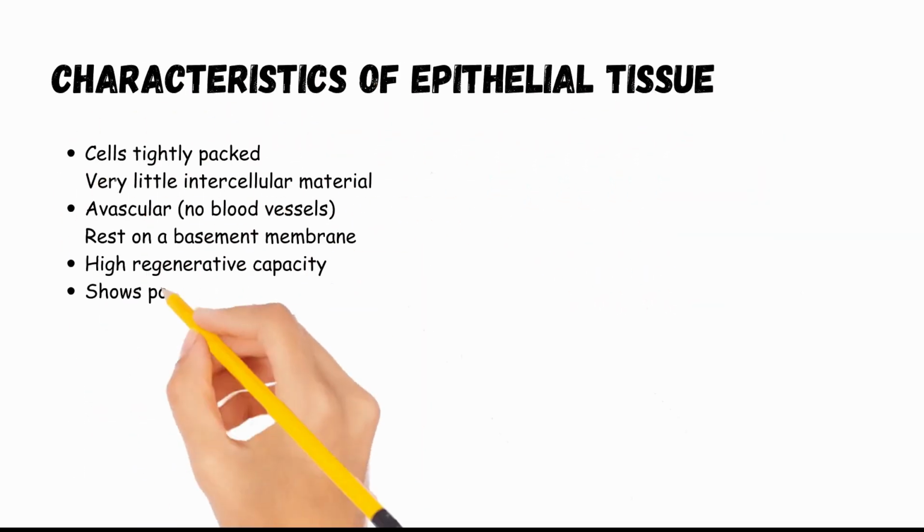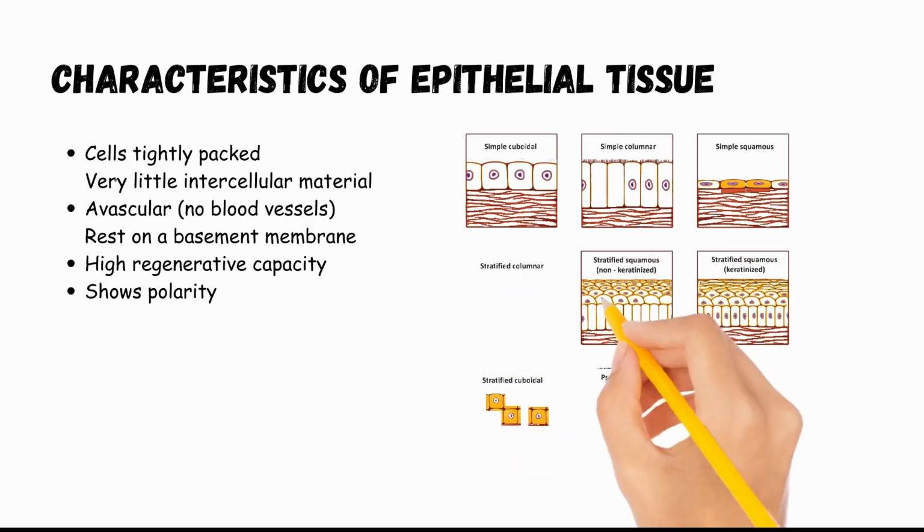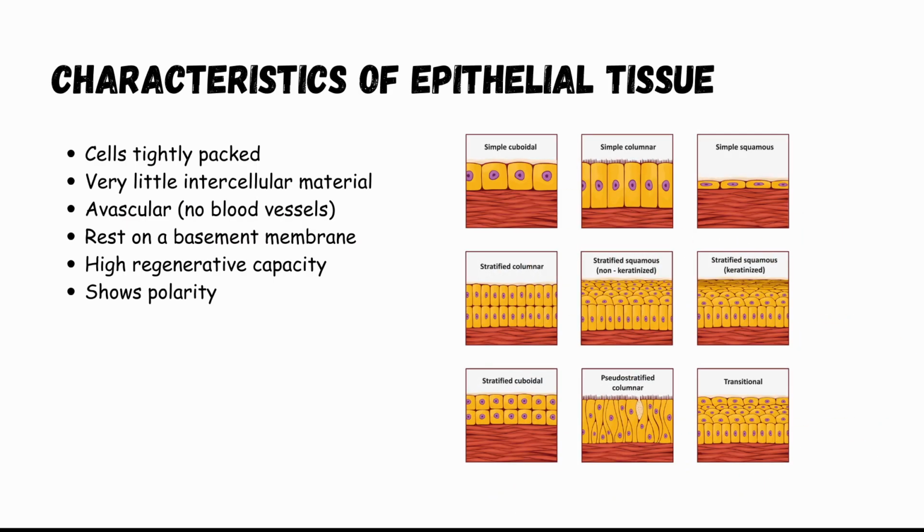Epithelial tissue has several distinct characteristics that differentiate it from other tissues. The cells are closely packed with very little intercellular space. It is avascular, meaning it does not contain blood vessels. However, it receives nutrients by diffusion from underlying connective tissue. Epithelial cells rest on a basement membrane, which provides support and attachment. They have a high regenerative capacity, allowing rapid repair. Epithelial tissue also shows polarity, meaning it has a free surface and a basal surface.